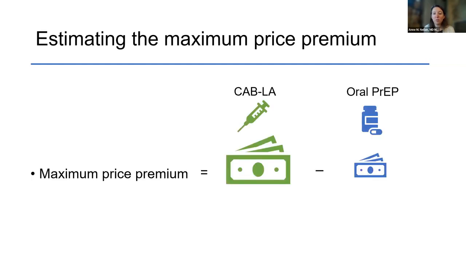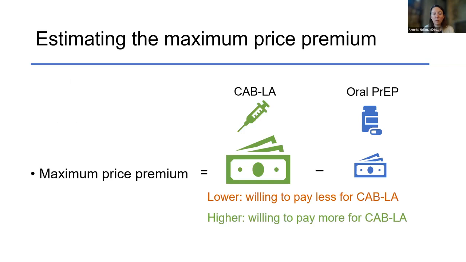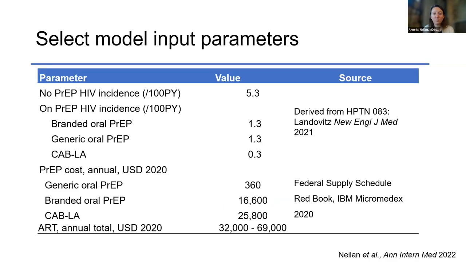We estimated that the maximum price premium at which CAB-LA would remain cost effective below a given willingness to pay threshold. And for the results that I'll show, we took the price of CAB-LA at which CAB-LA would pass just below a $100,000 per QALY threshold, and then subtracted the cost of oral PrEP. So if the maximum price premium is lower, we would be willing to pay less for CAB-LA, and if the maximum price premium is higher, then we would be willing to pay more for CAB-LA.